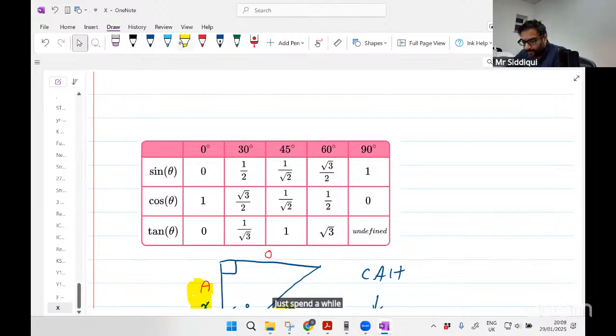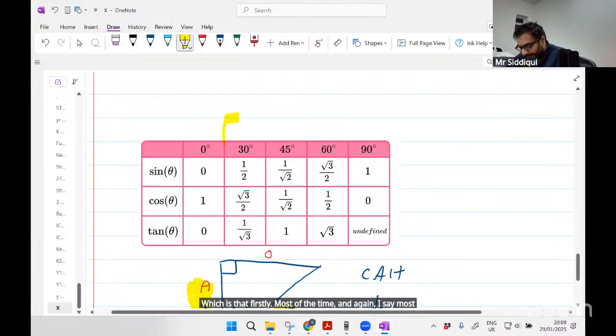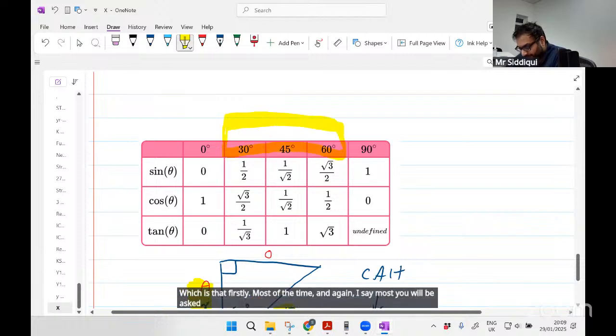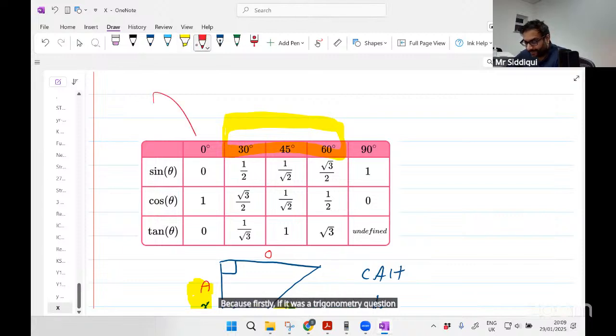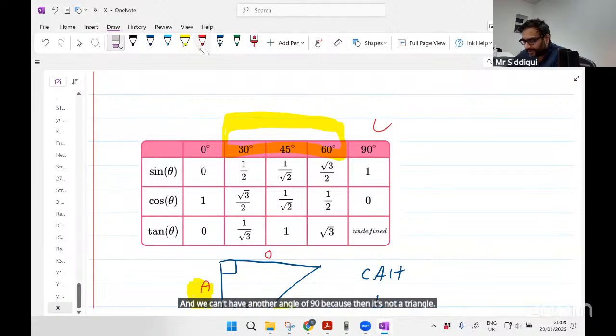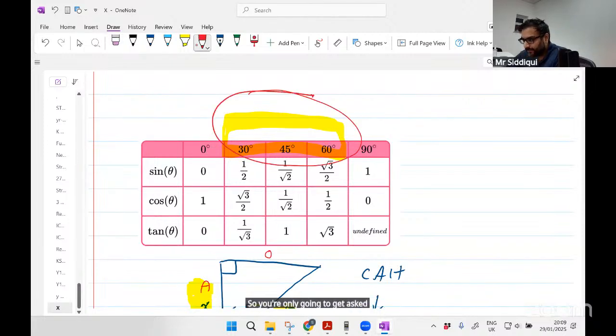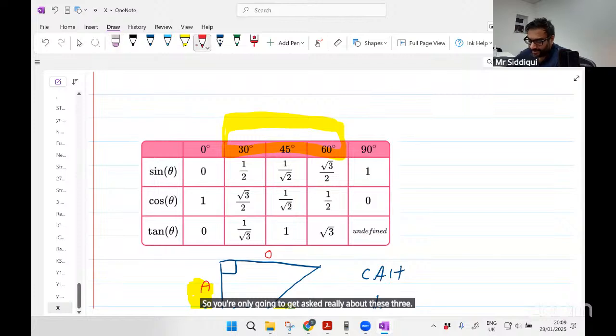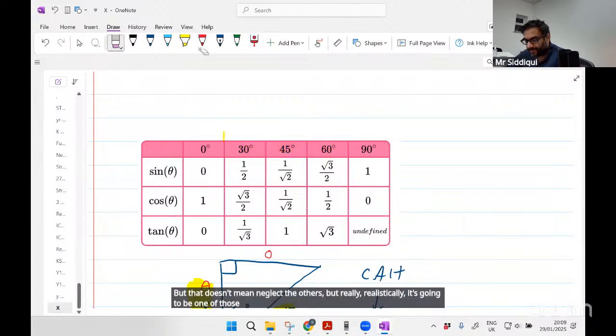I will just give you a little tip, which is that firstly, most of the time, and again, I say most of the time, you will be asked about these three values. Because if it was a trigonometry question, we can't have an angle of 0 and we can't have another angle of 90 because then it's not a triangle. So you're only going to get asked really about these three. But that doesn't mean neglect the others, but realistically, it's going to be one of those three: 30, 45, and 60.